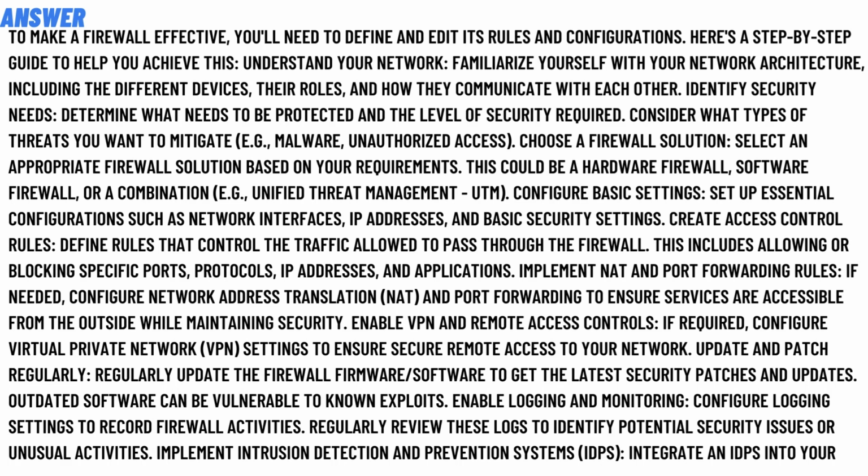Create access control rules. Define rules that control the traffic allowed to pass through the firewall. That includes allowing or blocking specific ports, protocols, IP addresses, and applications. Implement NAT and port forwarding rules if needed. Configure network address translation (NAT) and port forwarding to ensure services are accessible from the outside while maintaining security.